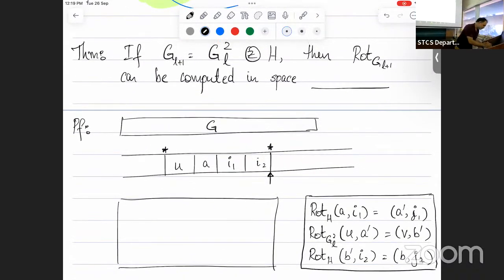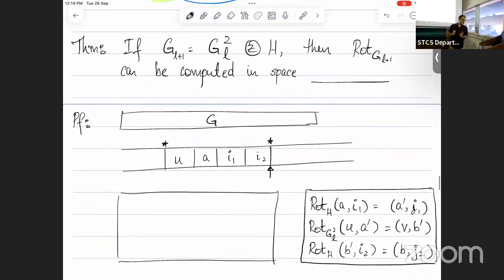So this is what I want to do. How is my input written? There was a read-only tape that had G. I want to compute GL or GL plus 1. But my input read-only tape had G. And now a vertex of GL plus 1 is written here. What does that vertex look like? Well, it's some U, which was a vertex of GL, followed by some A, which is some vertex of H. That's what a vertex of GL plus 1 looks like. So it is made up of a pair, U comma A.